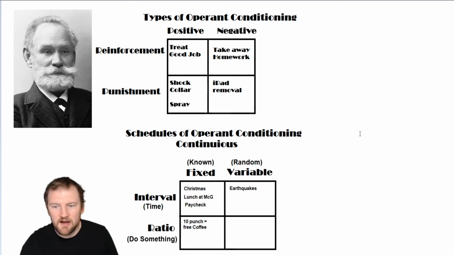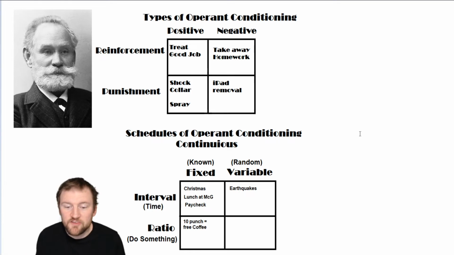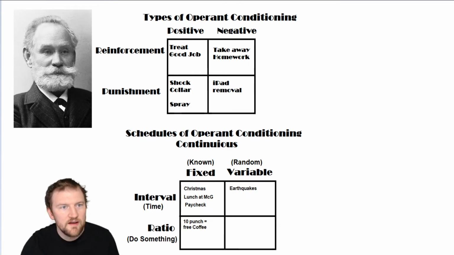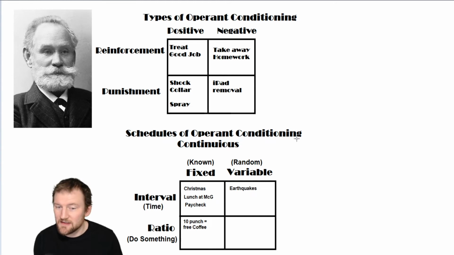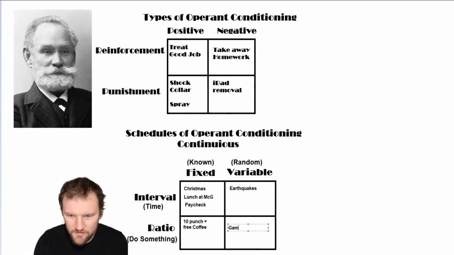So to get that free coffee at that coffee place, you actually have to do something 10 times and then you get a free coffee. Also, continuous itself is sort of like a type of fixed ratio because you're rewarded literally every time you do something. So it'd be like a fixed ratio, just it happens every time. And then variable ratio would be you have to do something and you may or may not be rewarded for doing that thing.